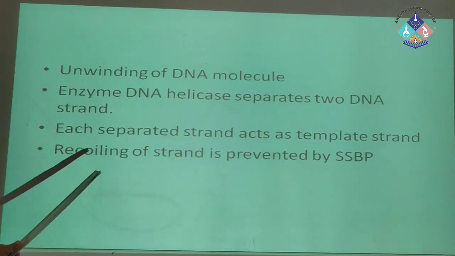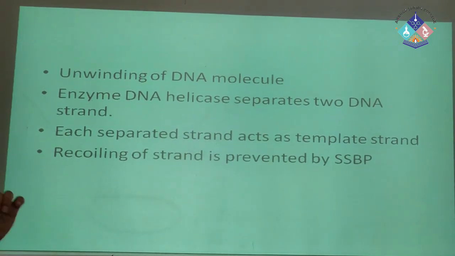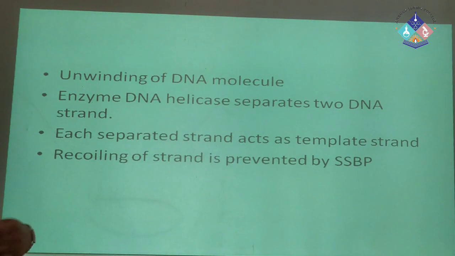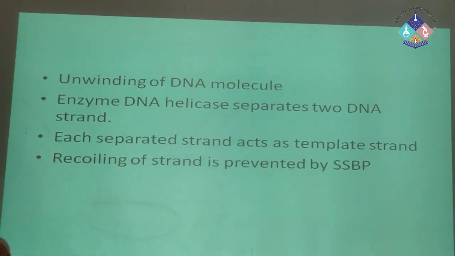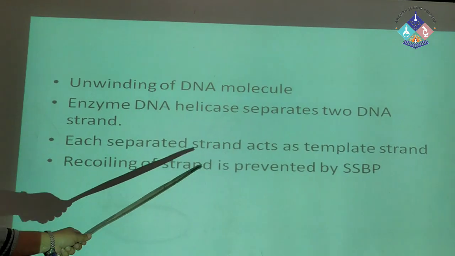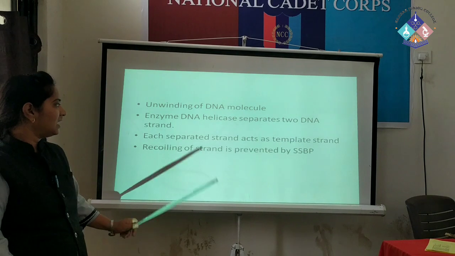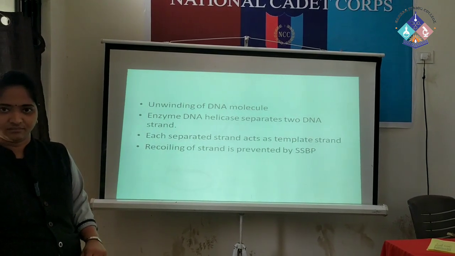Remember this: each separated strand acts as a template strand, and as it is separated, there is a chance of recoiling itself, because the nucleotides are present on each strand. So this recoiling of the strand is prevented by SSBP, that is single strand DNA binding protein.